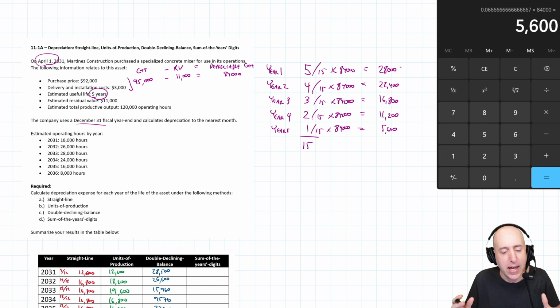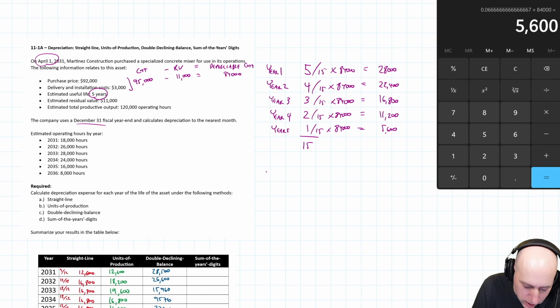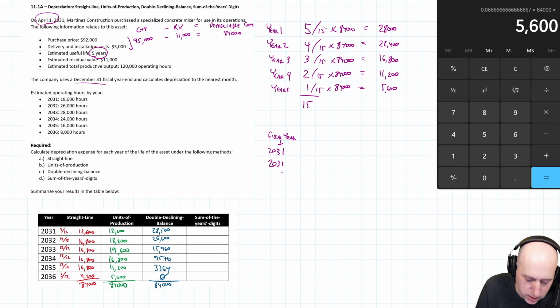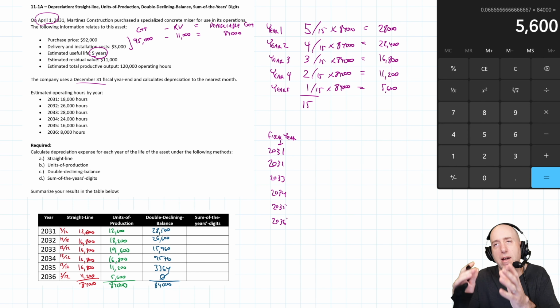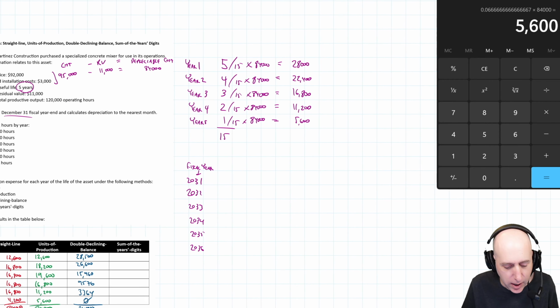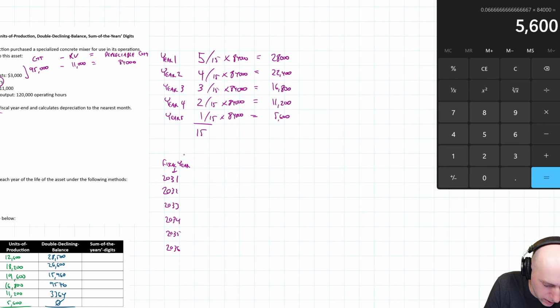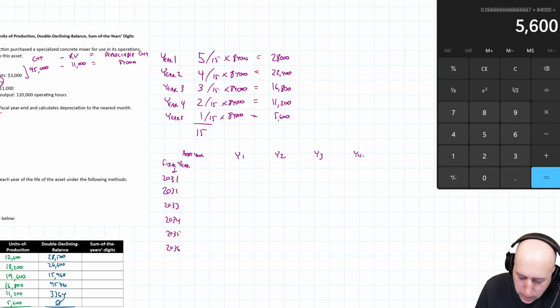And I have to make a table to keep this straight in my head. So the left-hand column is for the fiscal year. So fiscal year ended December 31st, 2031, 2032, 2033, 2034, 2035, and 2036. My financial year end, the year ended December 31st. This column is going to be for my asset year. And I'm going to have year 1, year 2, year 3, year 4, and year 5.